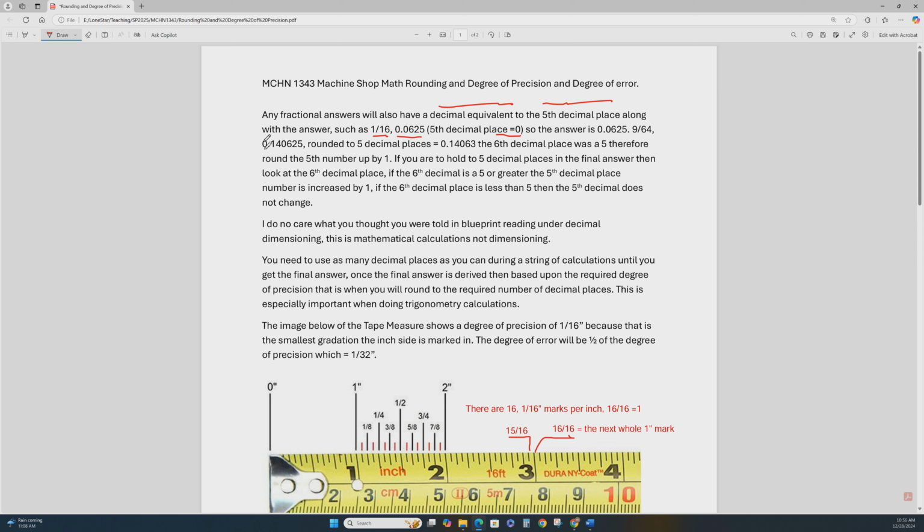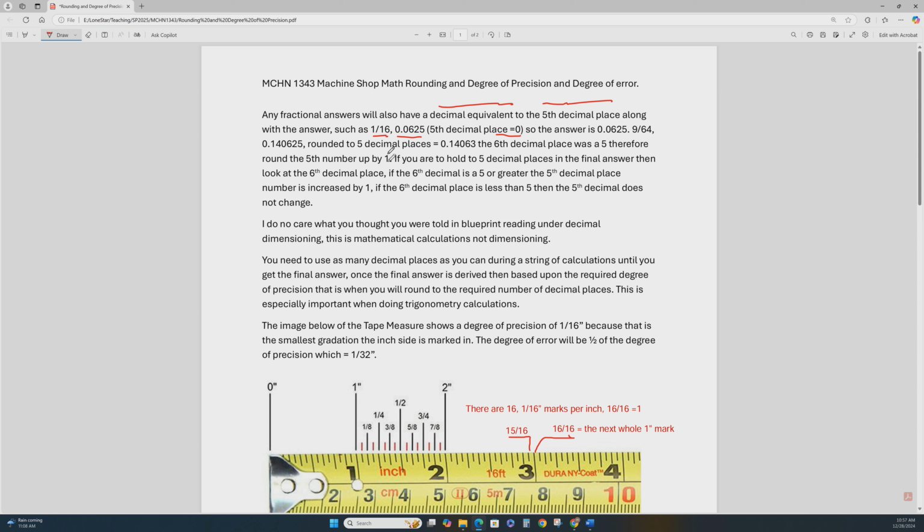Now let's do 9/64. That decimal equivalent is 0.140625. So 1, 2, 3, 4, 5, 6. There's 6 decimal places there. Now we want to round this to 5 decimal places. So by doing that, our final answer would be 0.14063. The 6th decimal place was a 5. Therefore, round the 5th number up by 1.